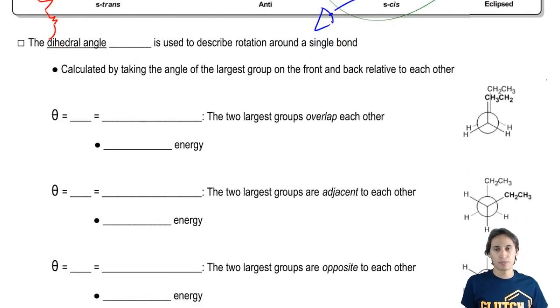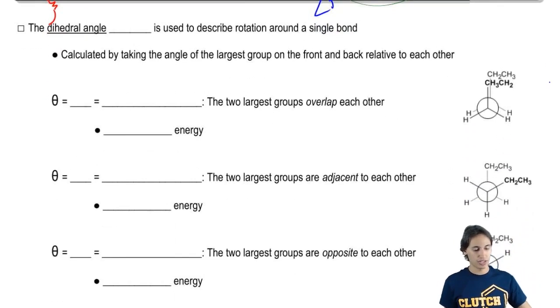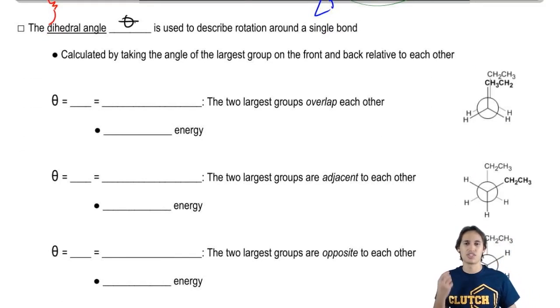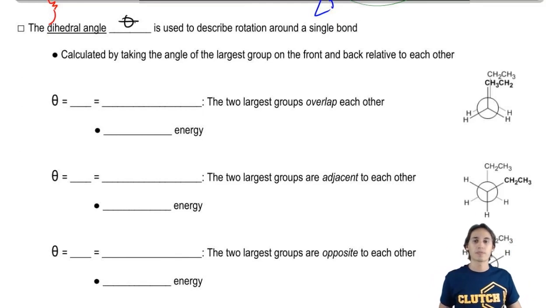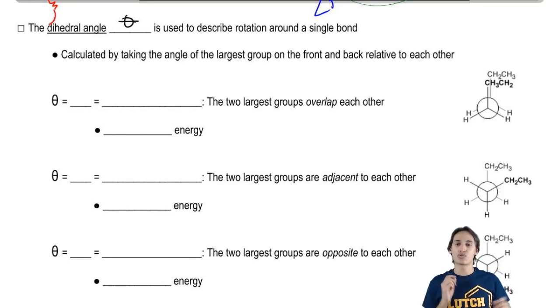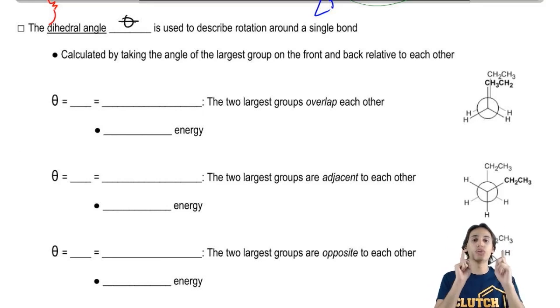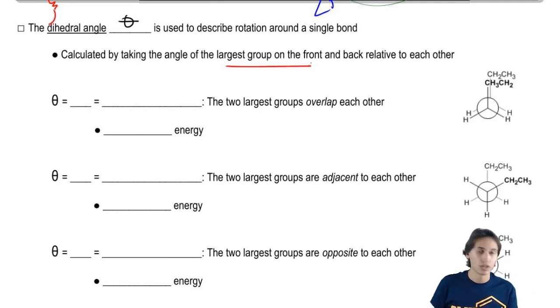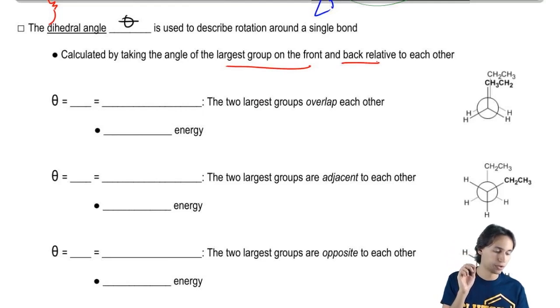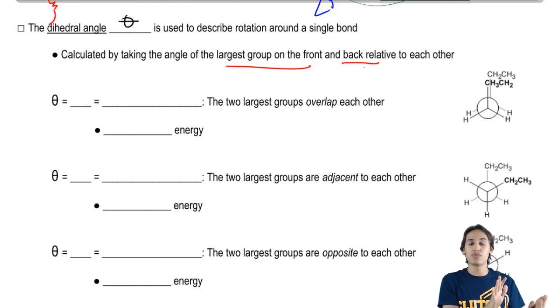So let's go ahead and start off by defining what the dihedral angle is. The dihedral angle is defined by theta. Theta is just a variable that means angle. And what it does is it describes the rotation between the two largest groups relative to each other. So basically, the largest group on the front carbon and the largest group on the back carbon, where they are relative to each other, that's going to tell you your dihedral angle.